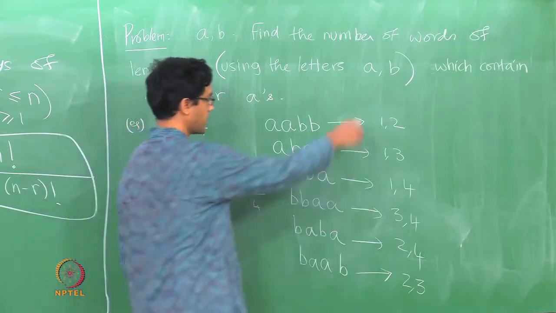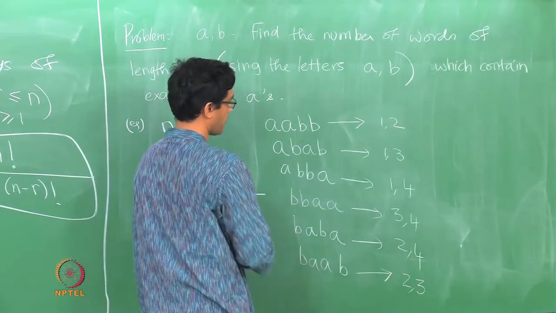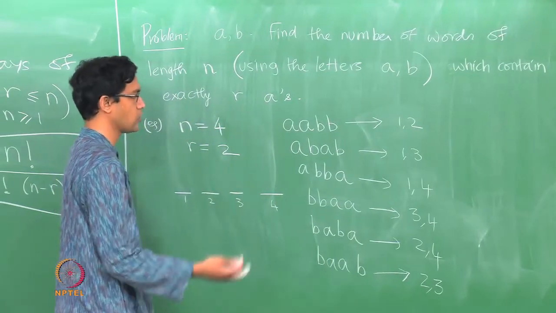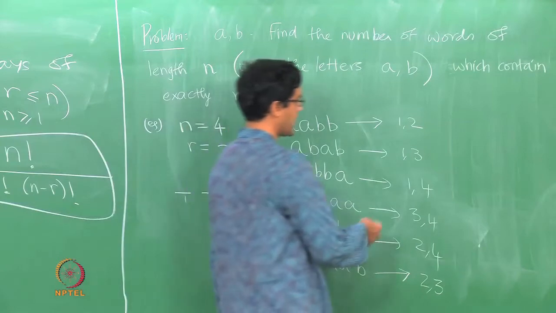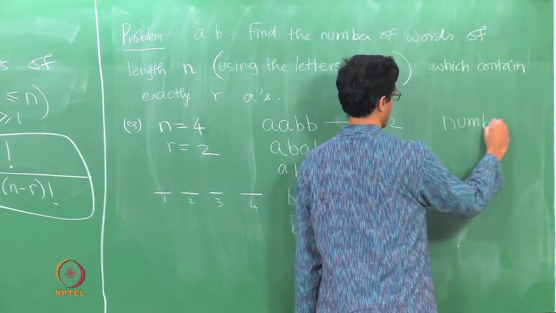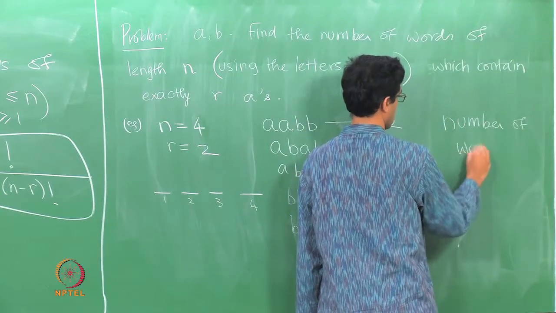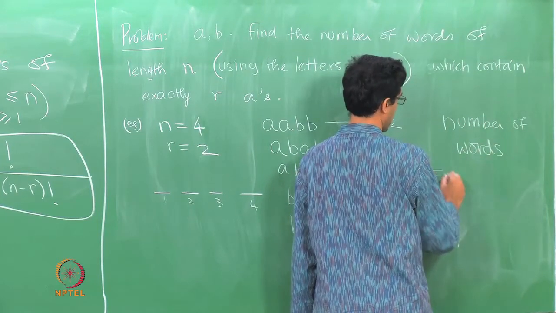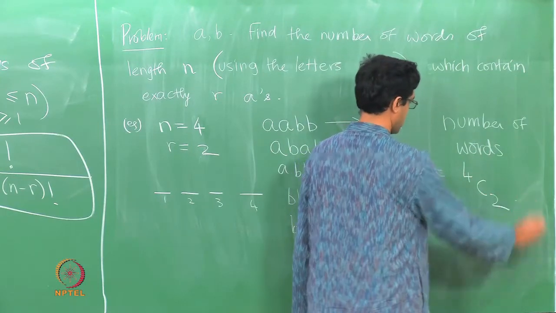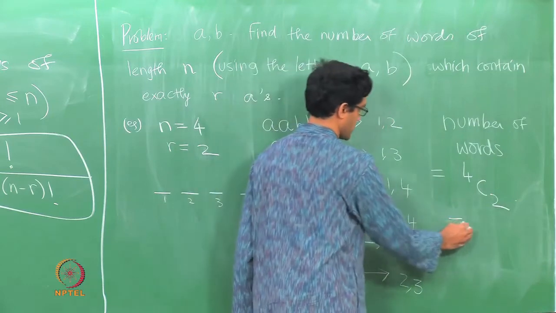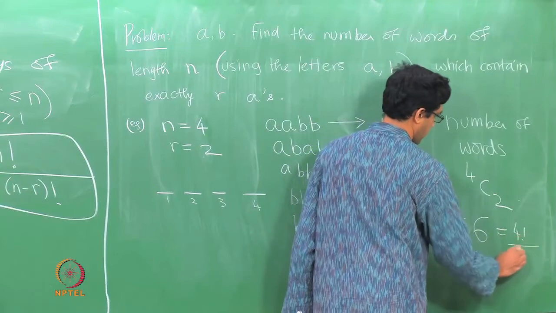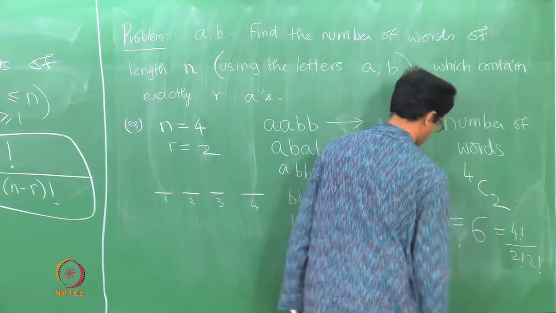So what is that? That's equivalent to the following thing. You are given 4 numbers 1, 2, 3 and 4, which are the position numbers. Amongst them you have to pick 2 numbers, which are the 2 positions where the A's occur. So the number of choices is therefore again the number of words, which is the same as the number of choices of 2 positions, which is 4C2. Okay, which we know to be 6. So one can just compute it: it's 4 factorial divided by 2 factorial times 2 factorial.